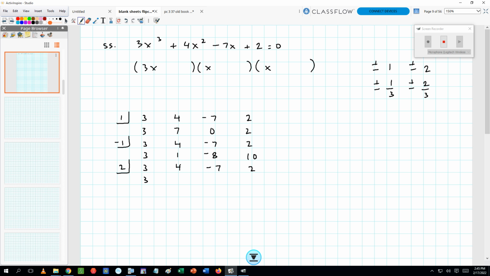3 comes down. 2 times 3 is 6. We'll add, we get 10. 2 times 10 is 20. That gives us 13 when we add. That's going to give us 28. Nope.